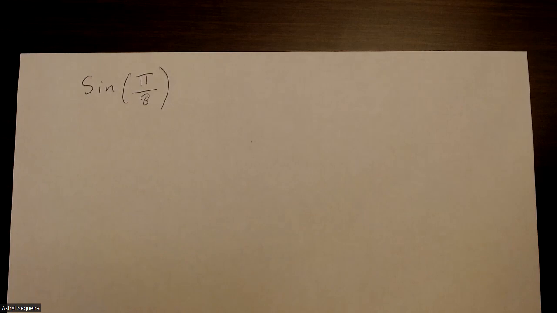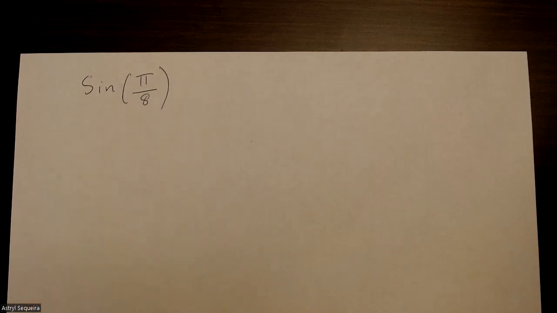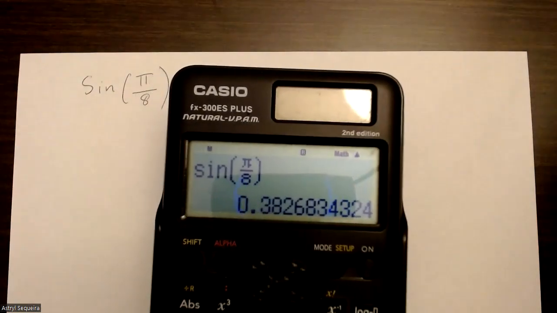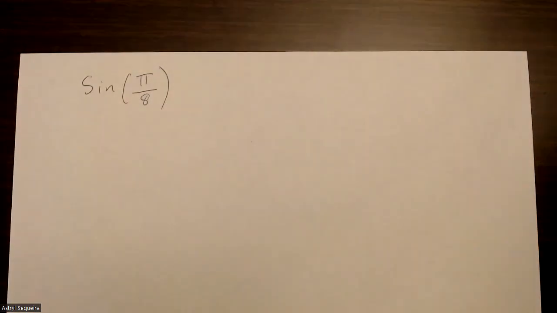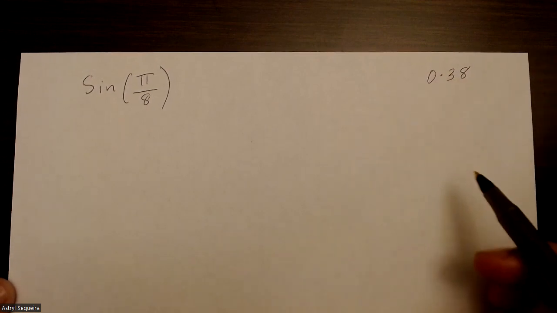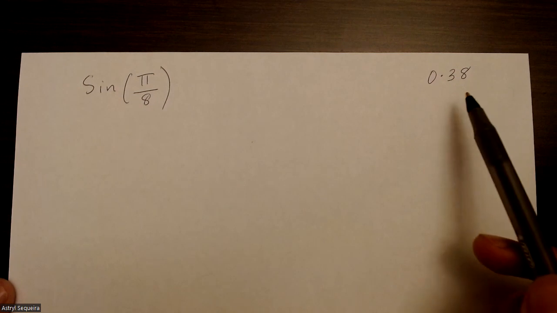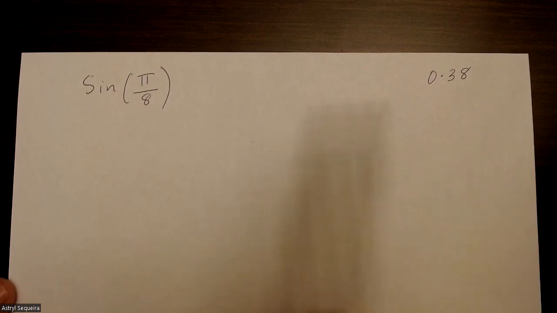Okay, so we need to find the exact value of sine pi over 8. I'm just going to start by typing this in my calculator to see what I get. If I type sine pi over 8, I get approximately 0.38. I'm going to record this value down. This is obviously not an exact value. I'm going to compare this to my final solution to make sure I have the right answer.